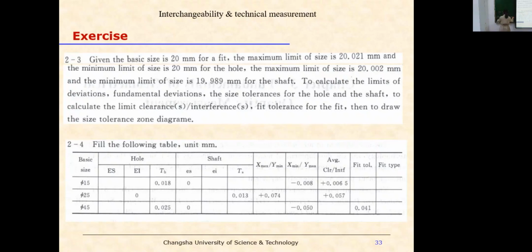So if the maximum hole minus the minimum shaft is minus, it means that this is the maximum hole. This is the minimum shaft. So this shaft is over here, right? This is the maximum, this is the minimum, right? This is up, this is down. This is minimum, and this is maximum, right? So this is the interference.